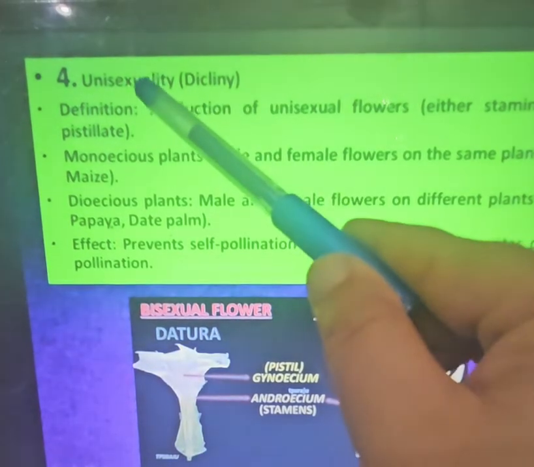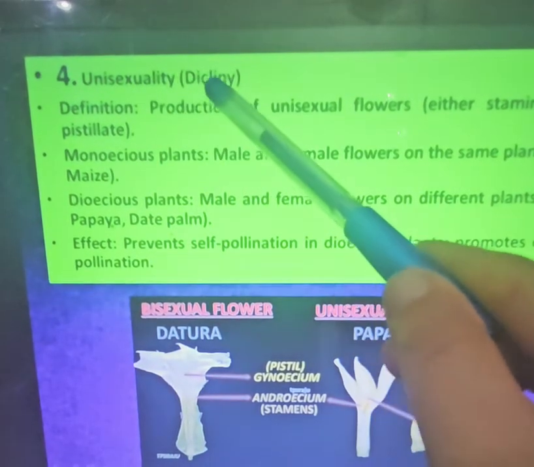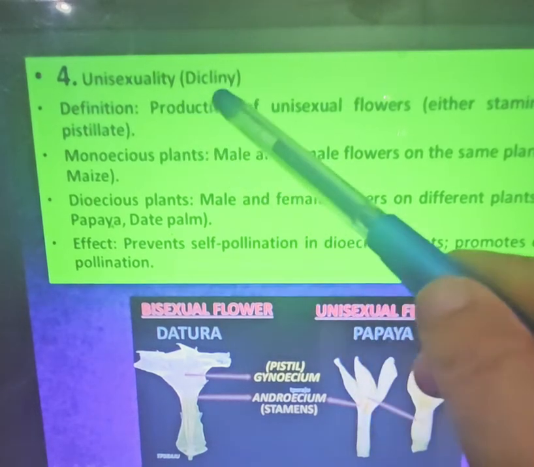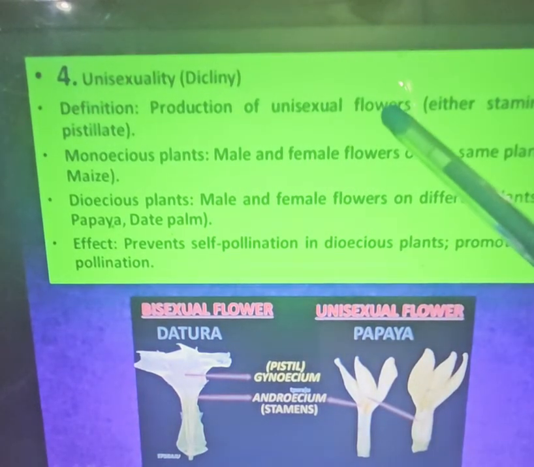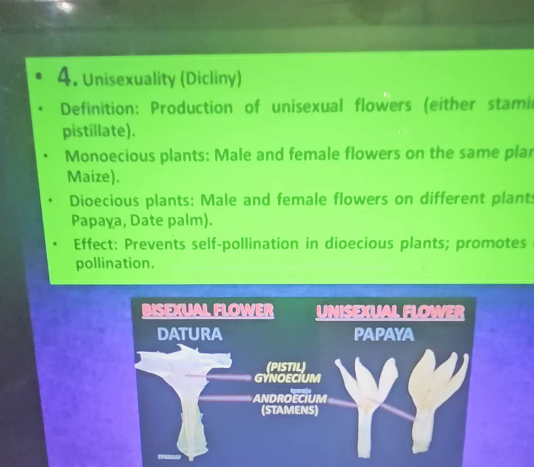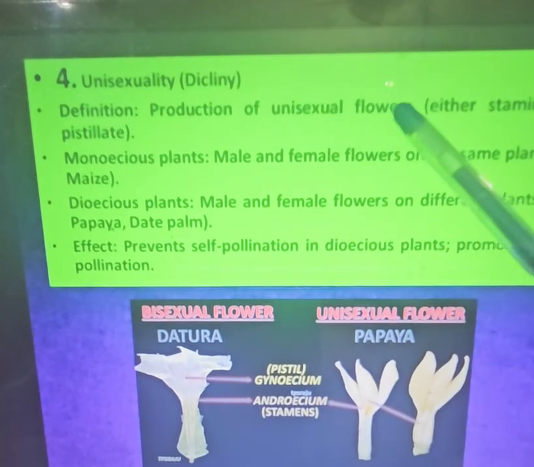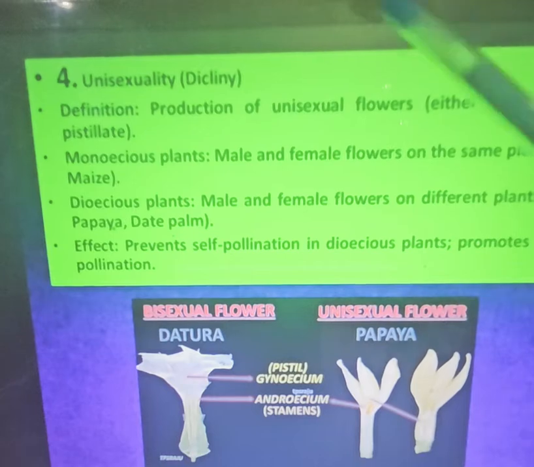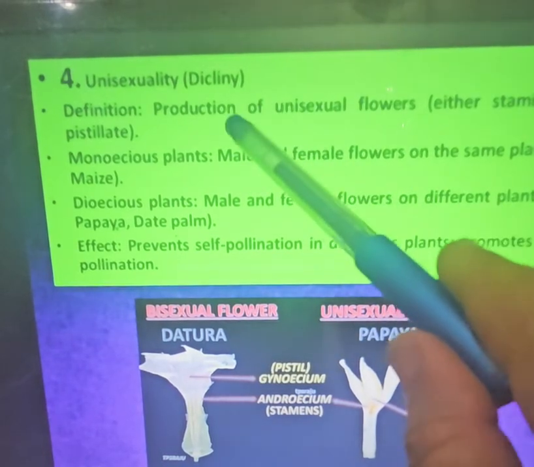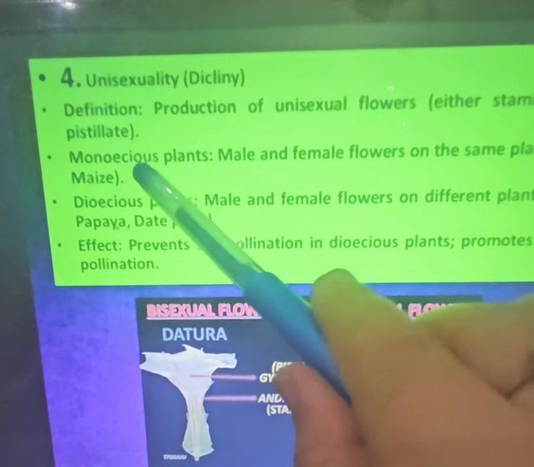The fourth one is unisexuality or dicliny. What is it? It is the production of unisexual flowers. Unisexual means, uni means one, sexual means sex, either male or female. This means either staminate or pistillate, either male or female flowers are found.